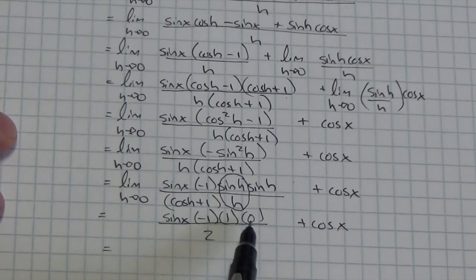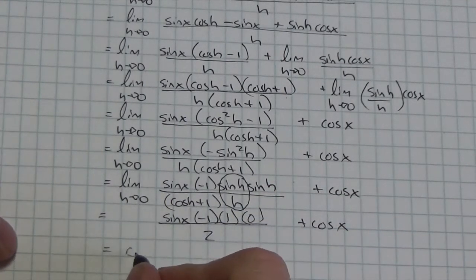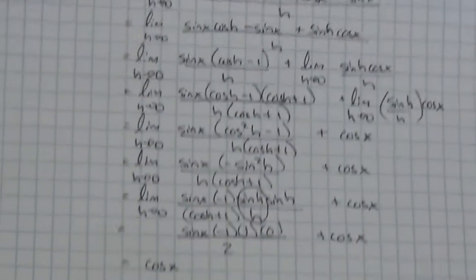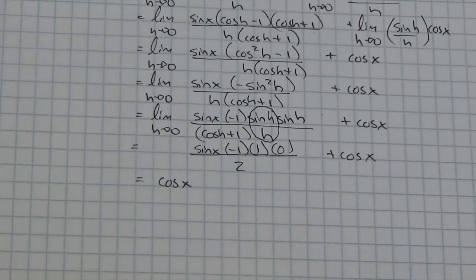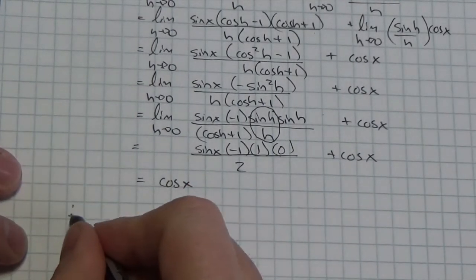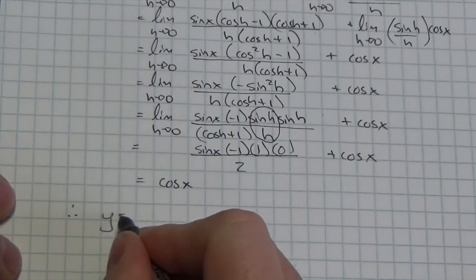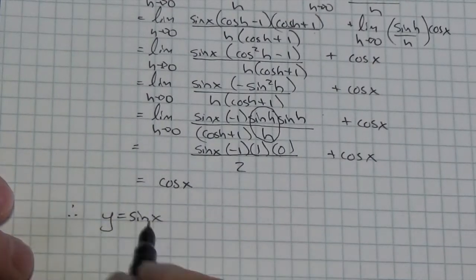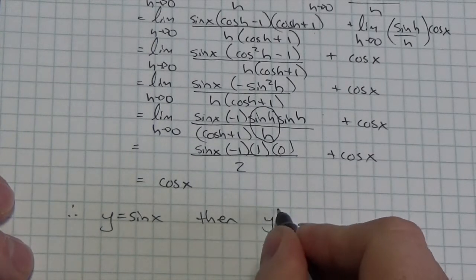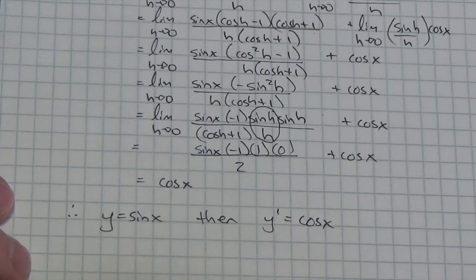But I've got this 0 in the numerator that essentially cancels that whole term out, and what I'm left with is the cosine of x. That's it. That's the derivative of sine. Now, isn't that incredible? Okay, so the derivative of sine is cos. So therefore, we can make this conclusion that if y is equal to the sine of x, then y prime is equal to the cosine of x.